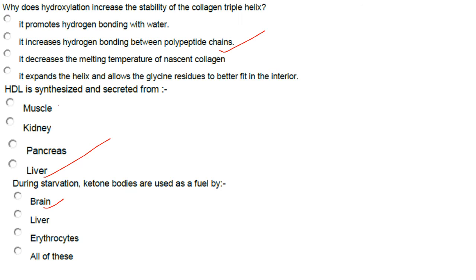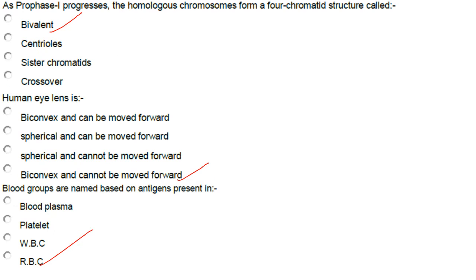Now next one. HDL is synthesized and secreted from the liver. So answer is option D. Next one. During starvation, ketone bodies are used as fuel by the brain.